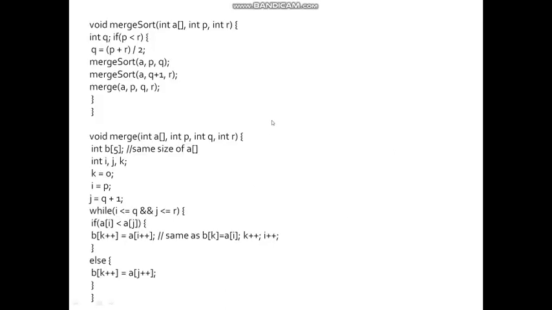In merge sort algorithm, the main thing is these two functions. One function is for merge and the other is for sorting the array. The merge sort function is a recursive function which calls itself until the whole array becomes sorted. This merge sort function will divide the array into two subparts, and this merge function will swap them if they are in wrong order.